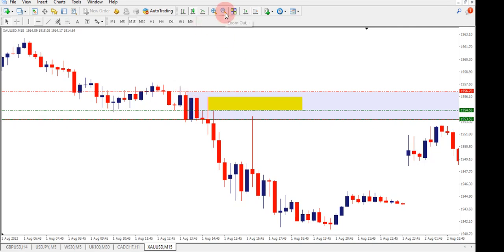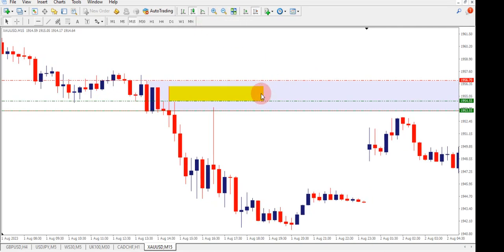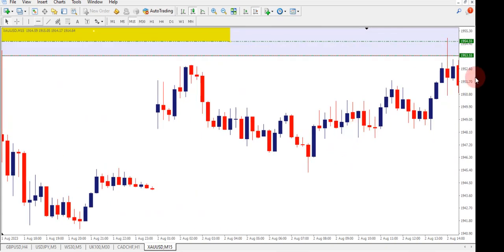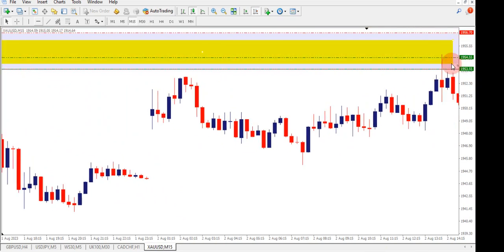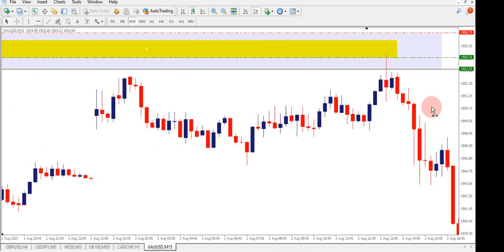Now let us see how the market reacted when it reached our sell limit levels, because here it was not triggered, and even here it wasn't triggered. So let us see what happened in future. We can see the market tapping in here. So that is the sell limit activated. Boom, price falls, just like that.